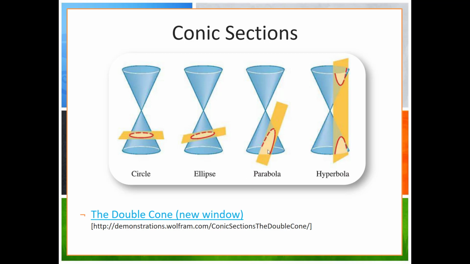So again, the idea of a parabola here is if you have a plane that intersects a cone where the plane is parallel to the far edge of the cone, the cross section would cut out a parabola.